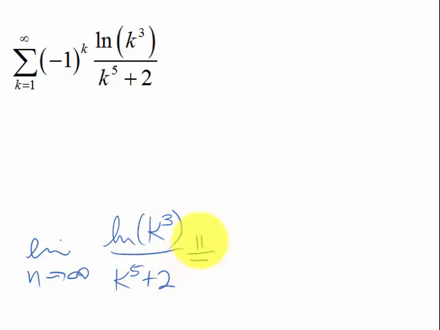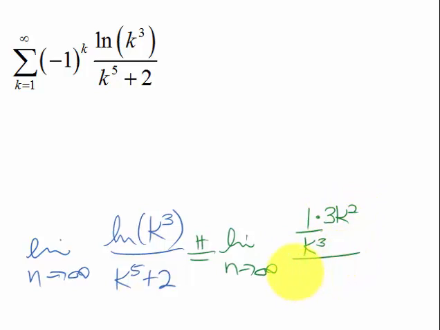I could use L'Hopital's rule then and have the limit as n goes to infinity. The derivative of the natural log of k to the third is going to be 1 over k to the third, but then by the chain rule times the derivative of k to the third, so 3k squared. And then that's going to be over 5k to the fourth. When we simplify that, that would just leave a k here, and then I could take this and flip it over, 1 over 5k to the fourth. And so I can see now that the numerator is 3 and the denominator is 5k to the fifth.